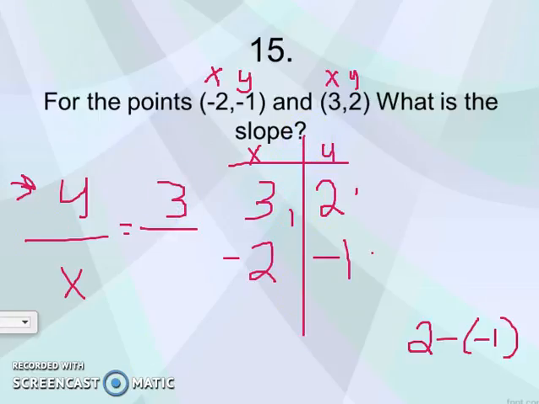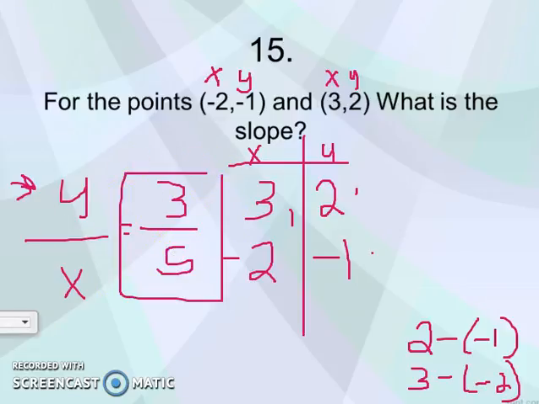So I'm done with that side. Now I'm going to subtract my x's. 3 take away -2. So I have 3, and then I have to take away -2. Here's my -2. That's a plus. So 3 plus 2 is 5. My slope is 3/5.